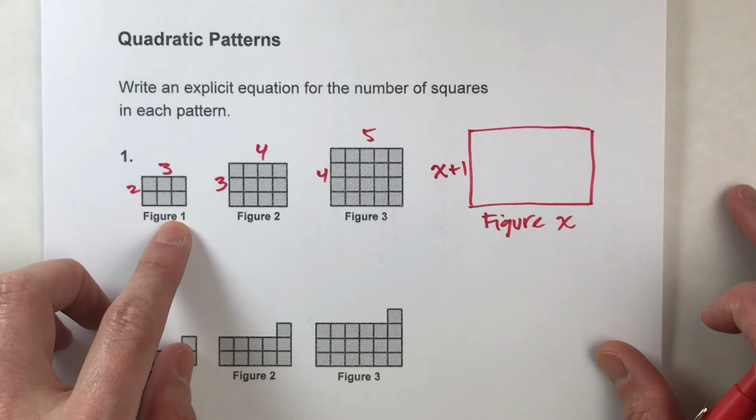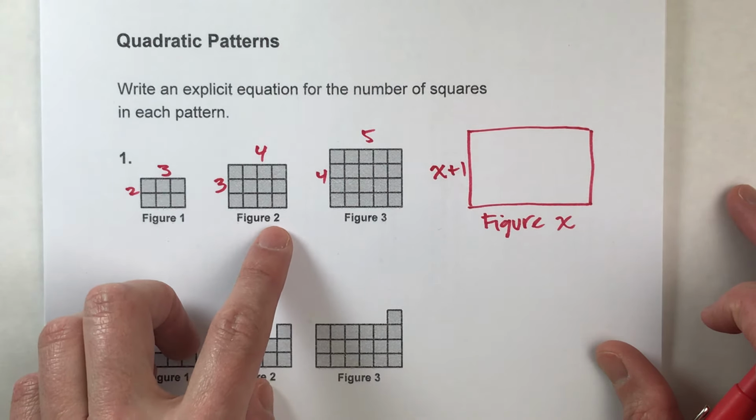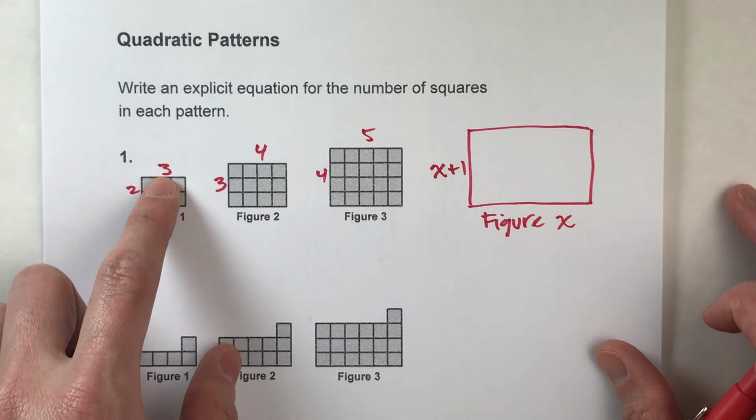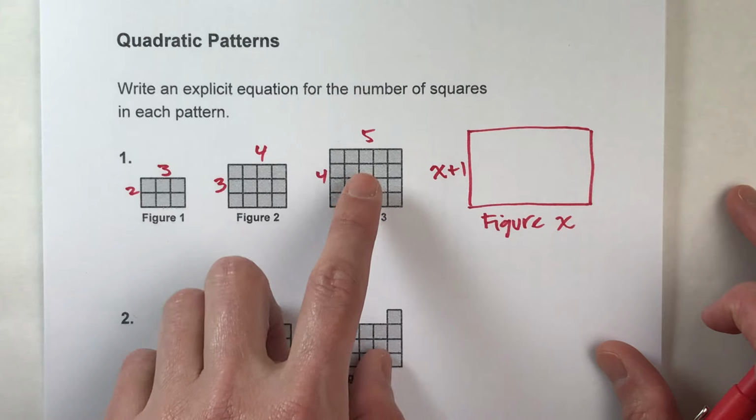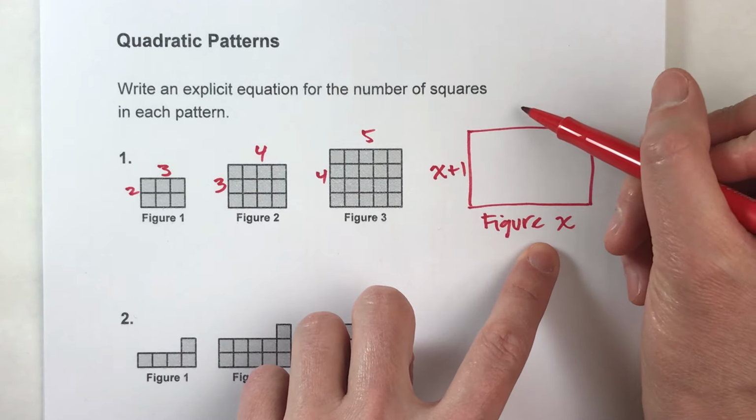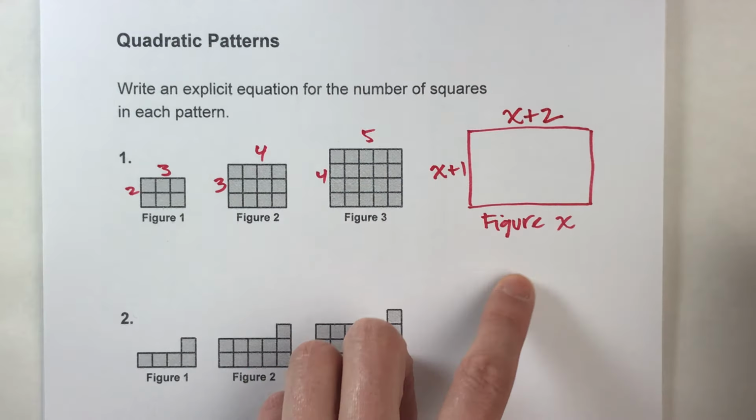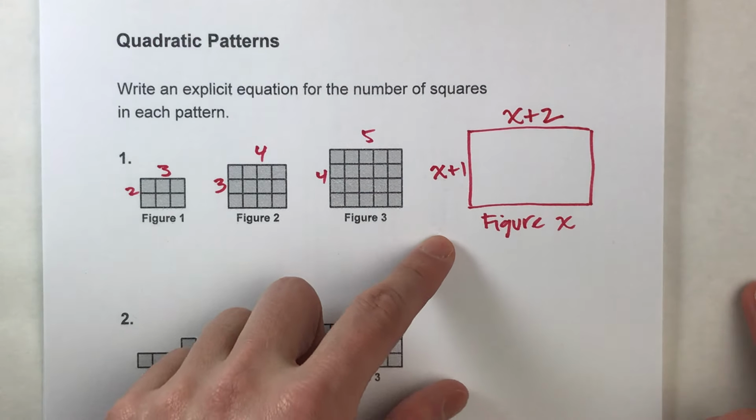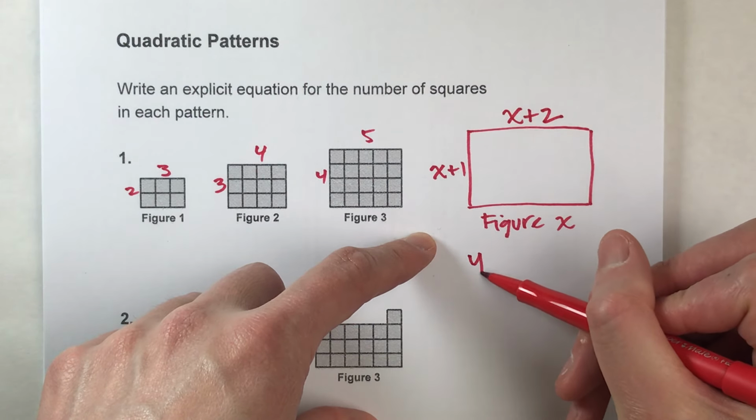And then similarly, let's look at the length here. The length on figure 1 is 3. On figure 2, the length is 4. On figure 3, the length is 5. Notice the length is always 2 bigger than the figure number. So on figure X, the length will be X plus 2. Okay? So now that we've generalized this, we can easily write an equation for this.